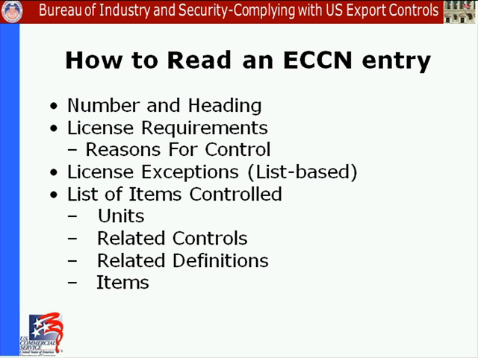How to read an ECCN entry. You'll have your number, the heading listed there. They're in the bold print, the bold listing. Reasons for control under license requirements. The license exceptions, again, the list-based ones, are available there. And then you get into the list of items controlled, related units, related controls, related definitions and items.